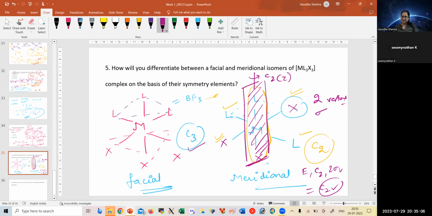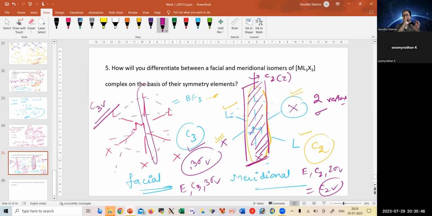Similarly, corresponding to your C3, there would be 3 sigma V, which are reflecting. If I take one angle from here, which are reflecting the other ones, they would be along the planes of the triangles. So 3 sigma would exist. So C3 is there. Is there any C2 over here? If I take along this axis, that won't be reflecting because the other side is L, this side is X, this side is L, this side is X. So C2 is not there. So it only has the identity operator, C3 operator, and 3 sigma V. Therefore its point group is C3V.